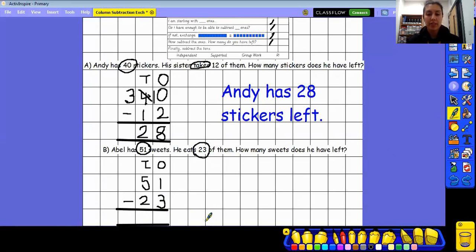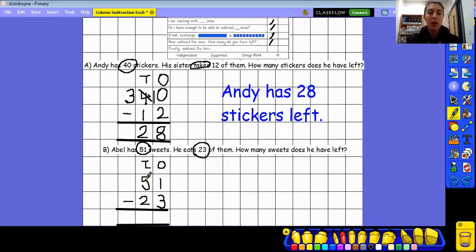So following my success criteria then, I am starting with 1 one. Do I have enough to be able to subtract 3 ones? No, I don't, because 1 is smaller than 3. So I can't take away 3 when I only have 1 one. So that means I need to get some more ones. And I do that by making an exchange from my tens column.